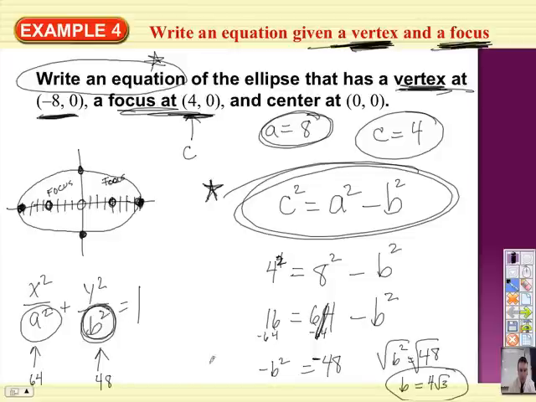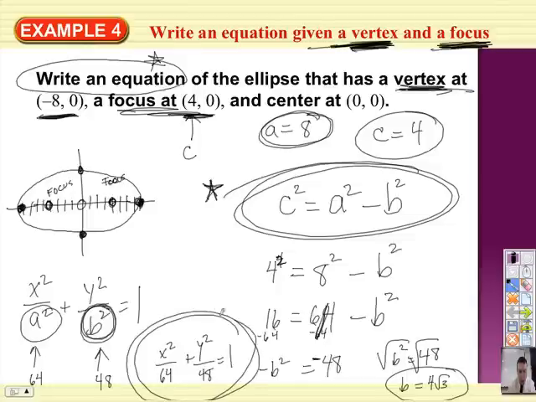Final answer: x squared over a squared, so a is 8, squared is 64, plus y squared over b squared, so b squared is 48 we found, so 48, equals 1. That's all they wanted, just the equation of the ellipse.